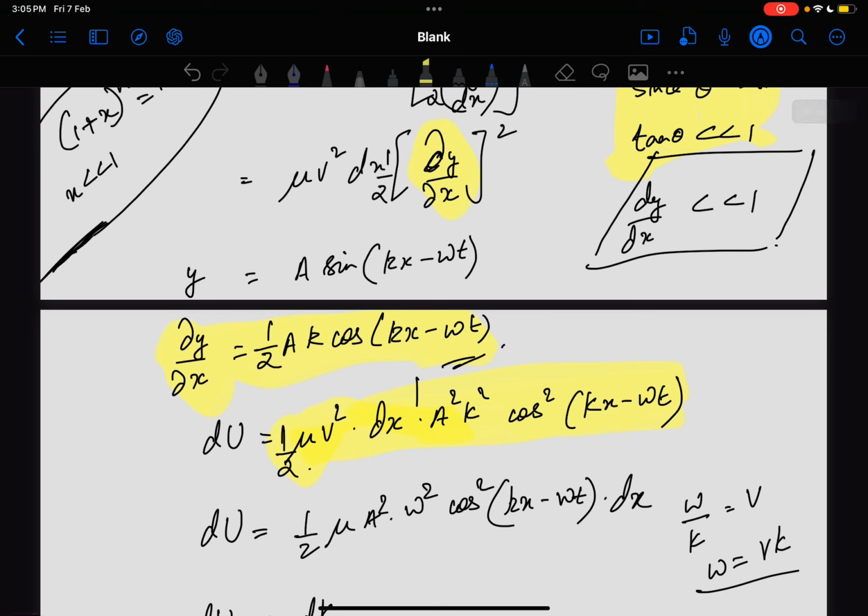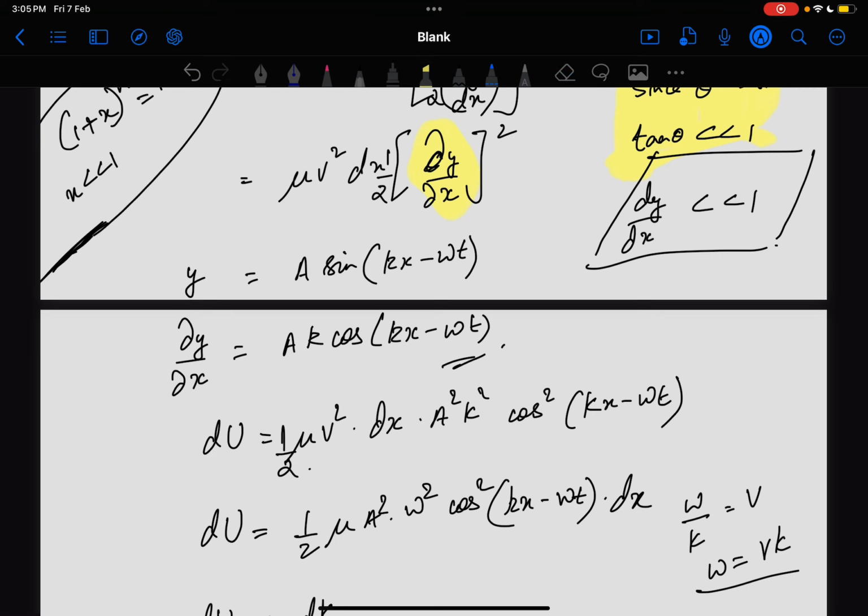Why did we write this 1 by 2? That 1 by 2 should not be there over here. It is just ak cos of kx minus omega t, right? Now substituting this particular value, we get this expression over here, right?